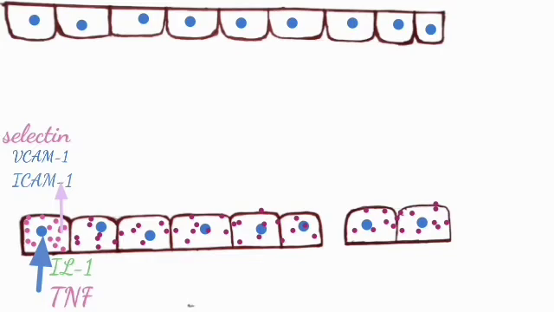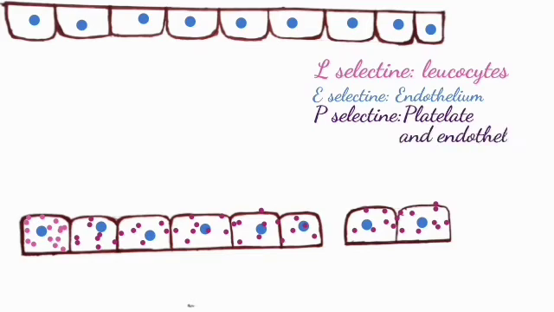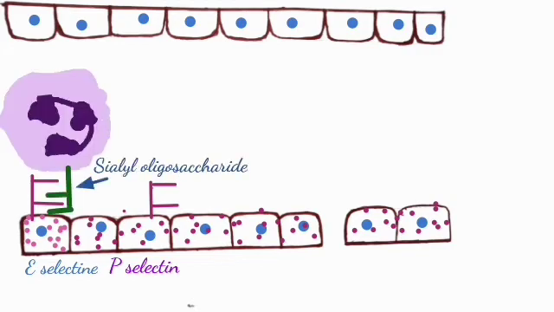Now, let's talk about selectin. There are three types of selectins: P-selectin, E-selectin and L-selectin. L-selectin is found on leukocytes, E-selectin on endothelium, and P-selectin on platelets and endothelium. It means endothelium contains E and P-selectin that will be expressed on the endothelial surface. At the same time, ligands for selectins called sialyl oligosaccharides and integrins on leukocytes will be expressed.